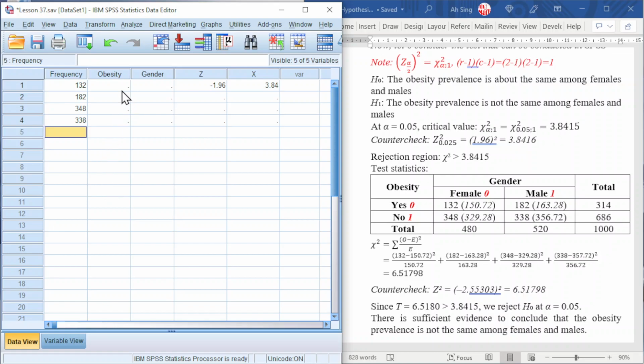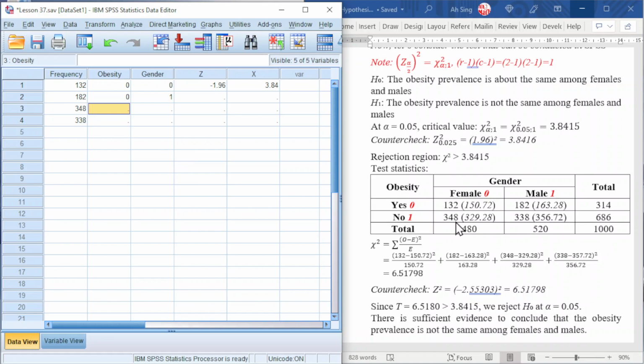Next, obesity. Refer to the value that we have, 132. 132 belongs to yes, which is 0, and we should type 0. And the gender here is also 0 for female. Next number we have 182, which is 0 for yes, 1 for male. So we have 0 and 1.